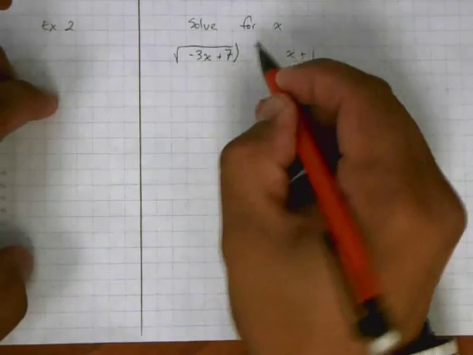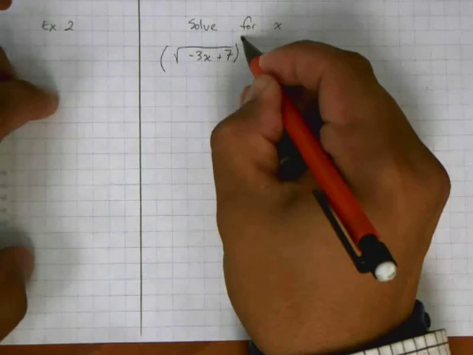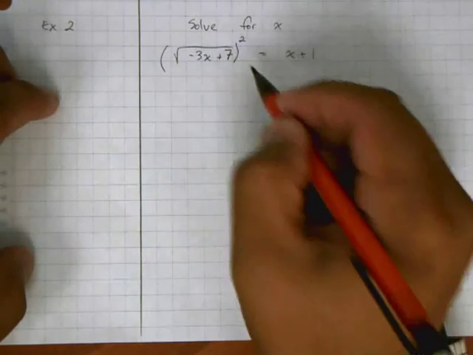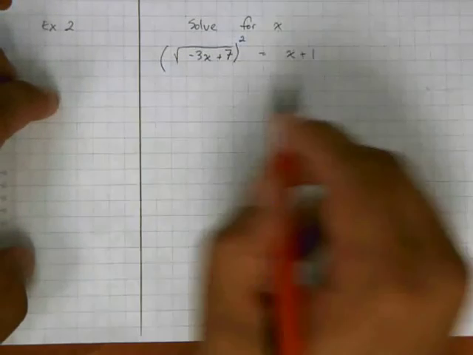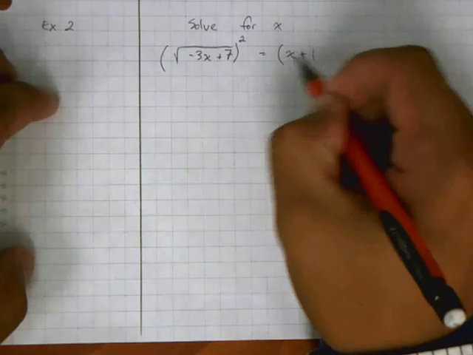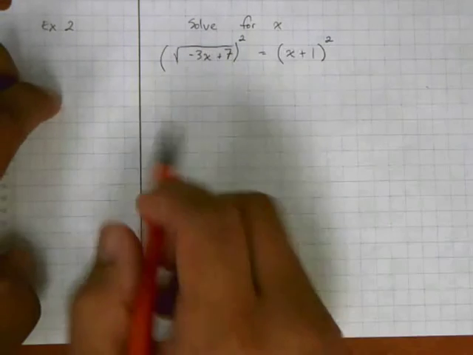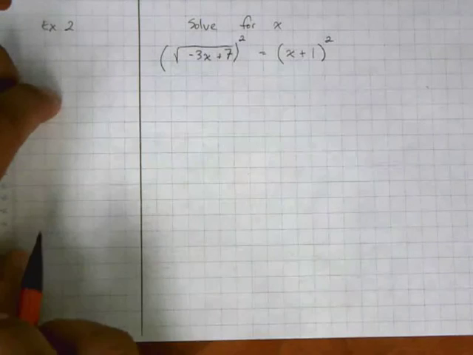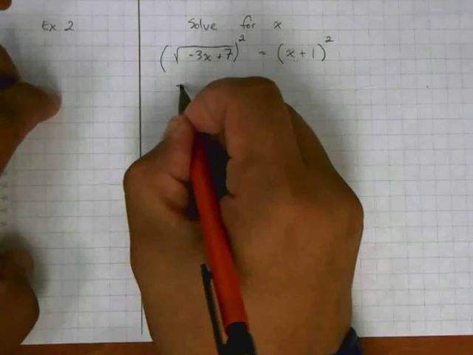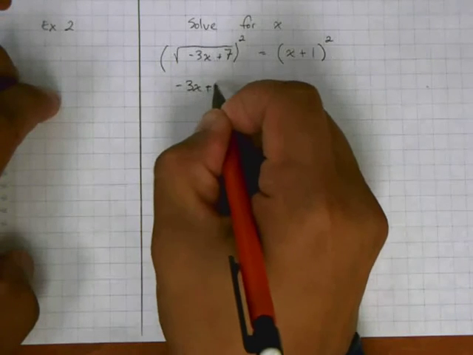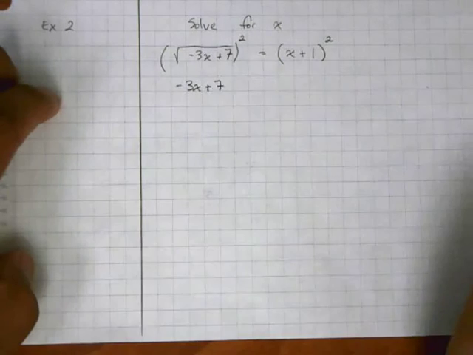And it's essential that when we do this, we square everything by putting parentheses around it. So we square everything on the left side and we square everything on the right side. Okay. And so the square root and the square are going to cancel each other out, leaving us with 3x plus 7 on the left side of the equation.